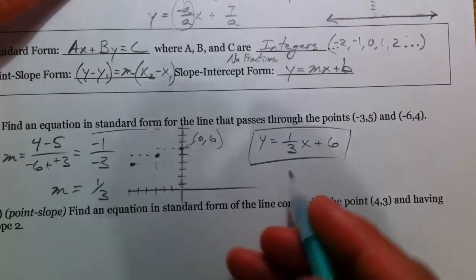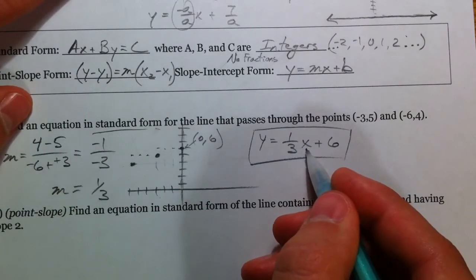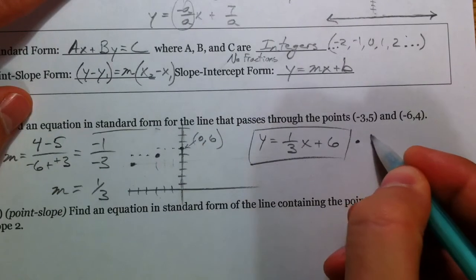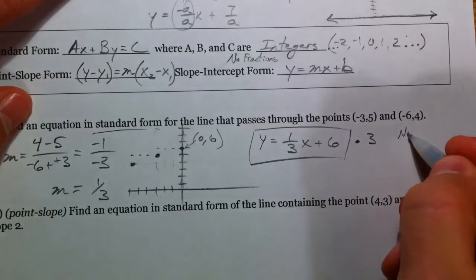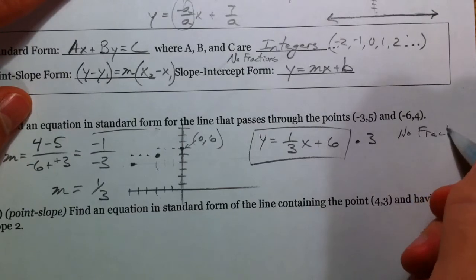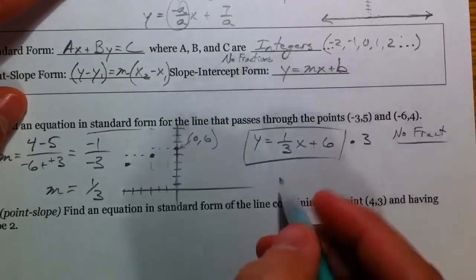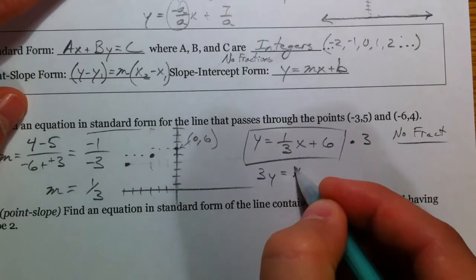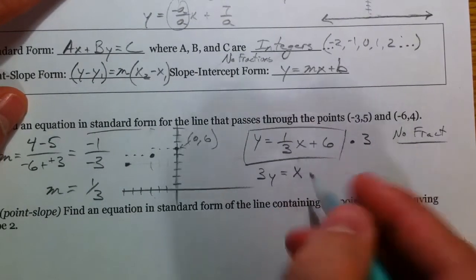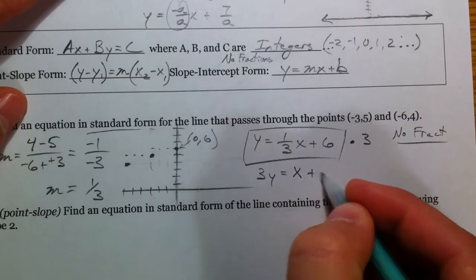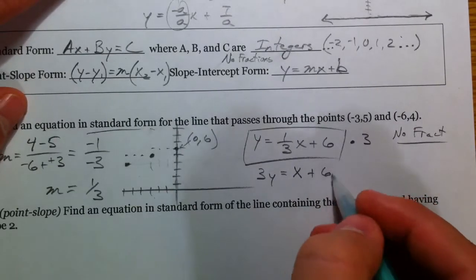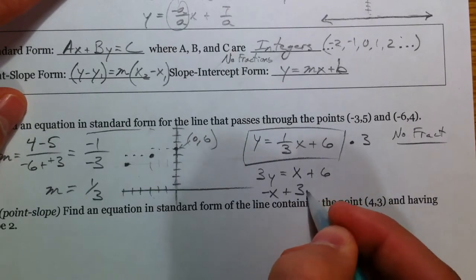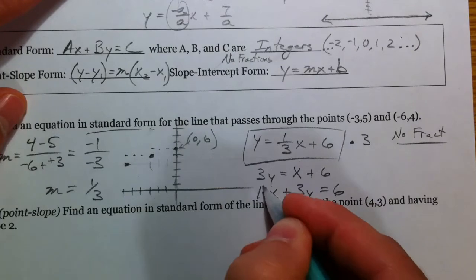However, we need to write it in standard form, so I'm going to first multiply through by 3. No fractions. So multiply through by 3, you get 3y equals 1/3 times 3, which is x, because the 3's cancel out, and plus 6. And then you can subtract the x to the other side, so negative x plus 3y equals 6.